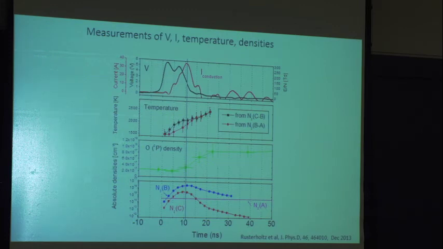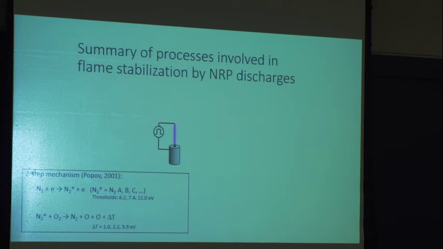So this gives you a physical understanding of the process. The first process is the electronic excitation of nitrogen by electron impact. This excited nitrogen collides with oxygen and generates atomic oxygen. This is the two-step mechanism proposed by Popov in 2001, and first experimentally verified here with in situ laser diagnostics of the process.